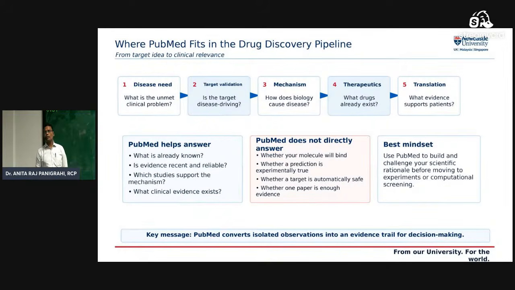And nowadays, people think that they don't need to use their brain, they simply go for the computational screening. Okay, it doesn't work. So you need to understand the concept first. PubMed converts isolated observations, these isolated observations you got from GeneCards, into an evidence trail for decision making. Then you decide whether you want to move ahead or not. Okay, next slide.